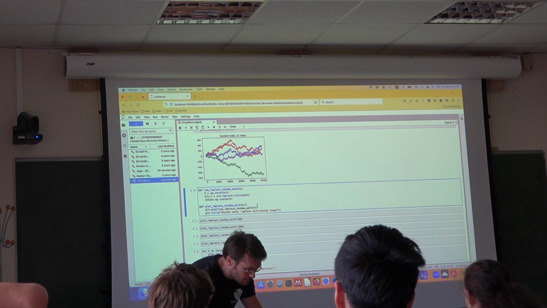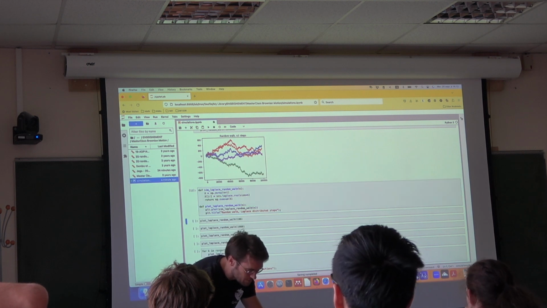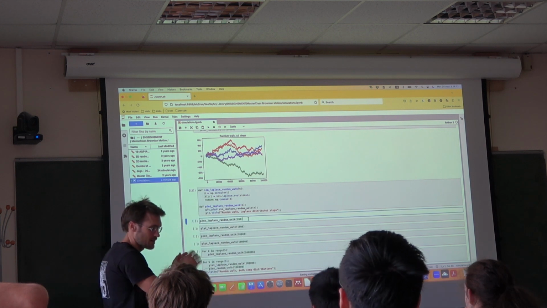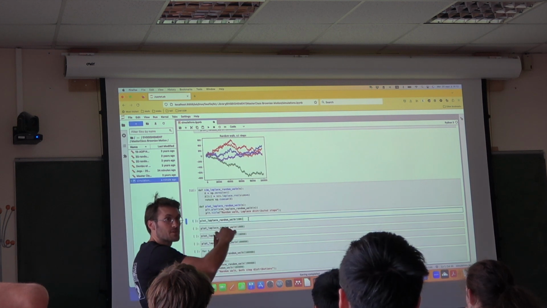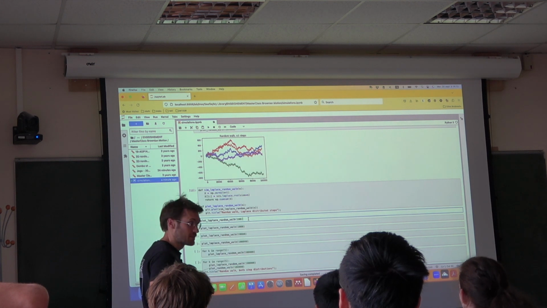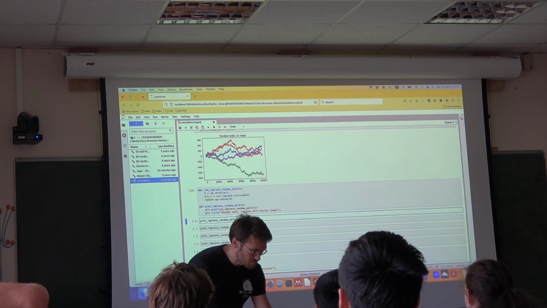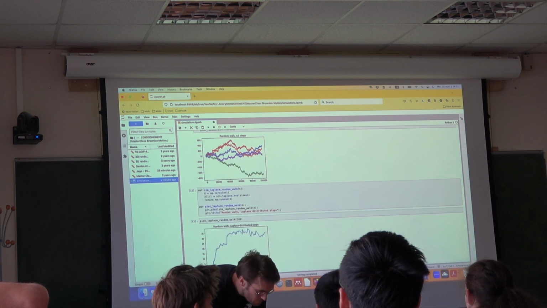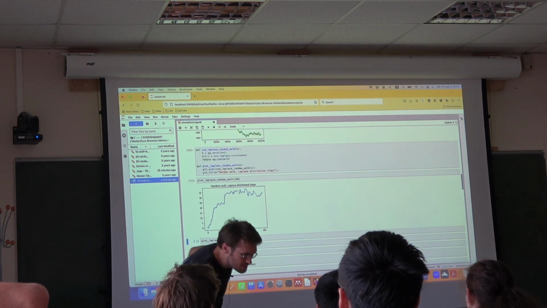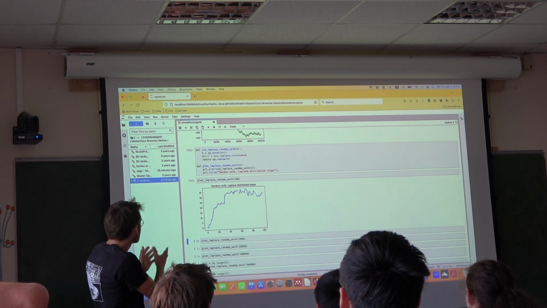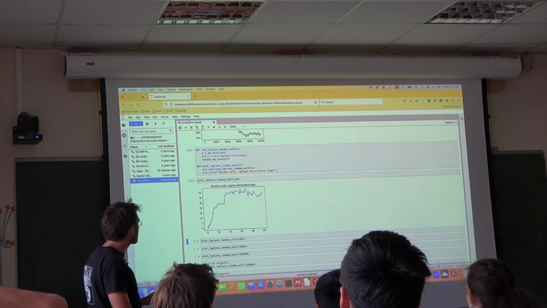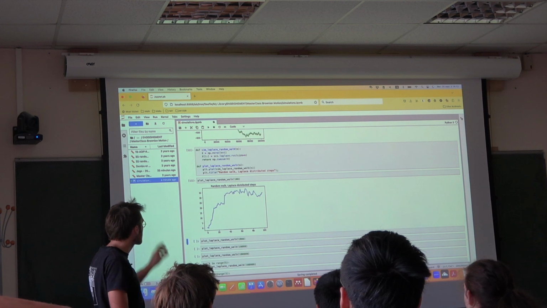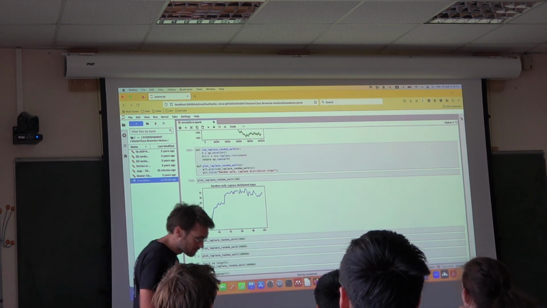So here I tried, for example, the Laplace distribution. The Laplace distribution is an exponential distribution on both sides, so the density is proportional to e to the minus absolute value of x. And here you can see that at 100 steps, the picture looks a bit different. So here the step sizes are varying.